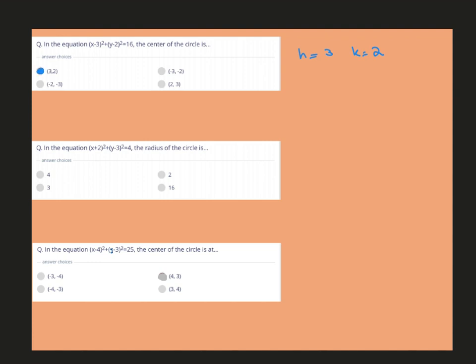Now if you're unsure about the signs, you can equate x minus 3 to 0. That would give you x as 3, which is h. And you can equate y minus 2 to 0. That would give you y as 2, which is k. Okay. In the second equation, we have to state the radius. Now, if you remember correctly, on the right hand side, it's not r, it's r square. So, r square is 4, hence r is 2.